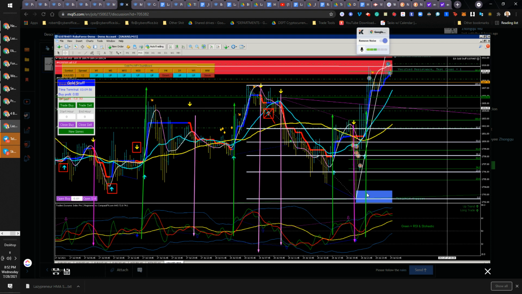What else do we got? Let's see. Here's another one. You have the turning of the crossing, all the yellow, red, 50 line.